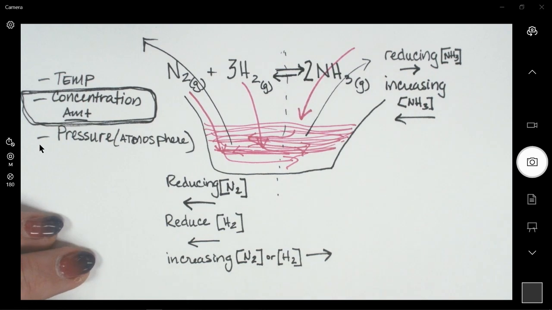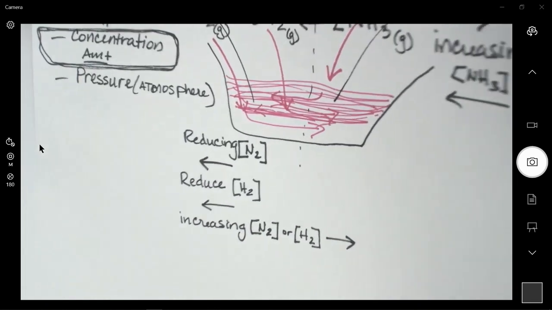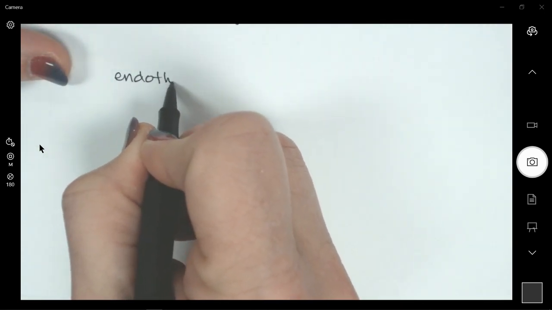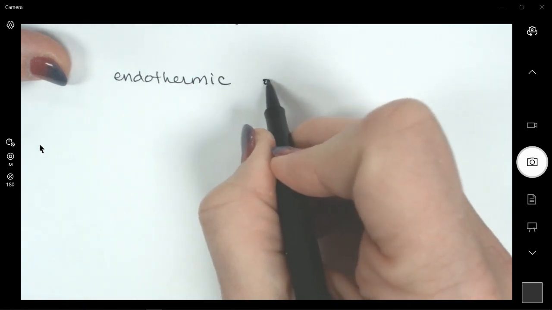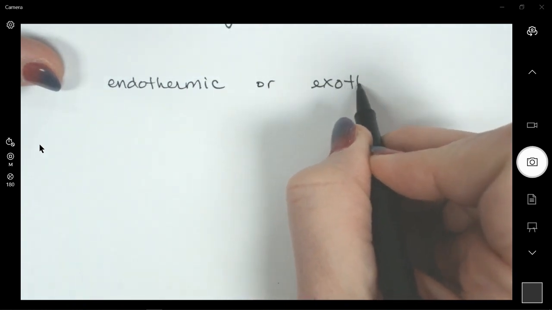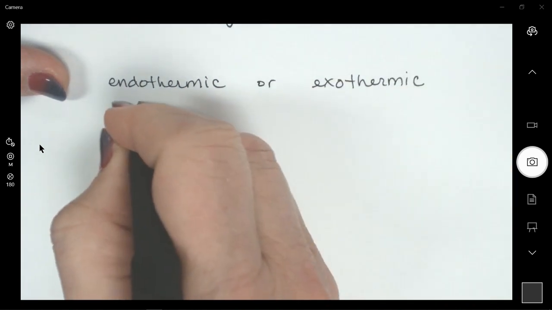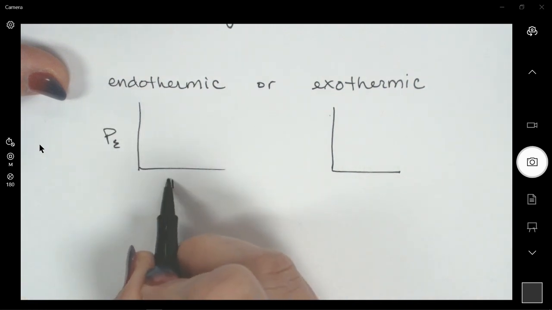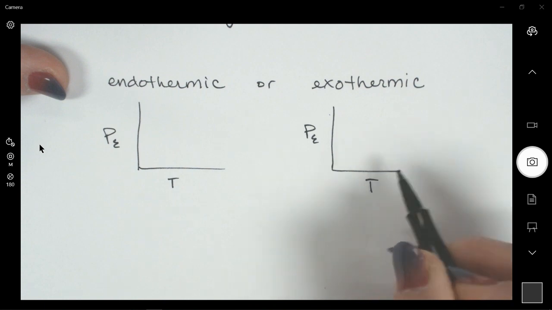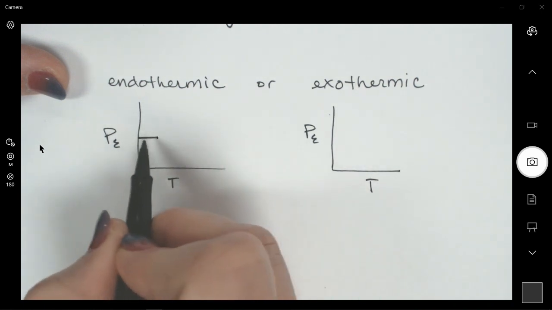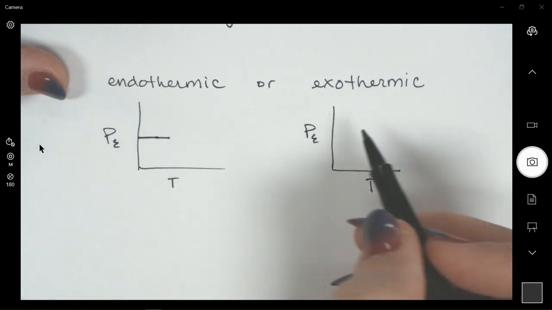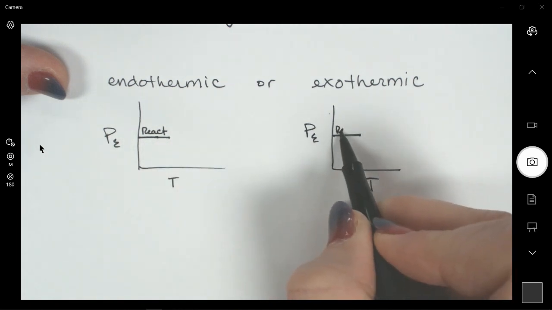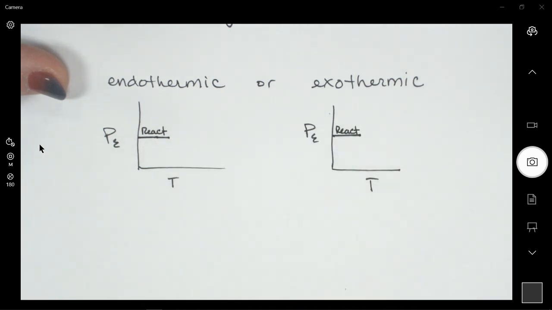Reactions, as you may know, are classified as endothermic or exothermic, yes? And if we remember the energy diagrams for endothermic and exothermic, it's potential energy over time. We start with our reactants at some level of potential energy.